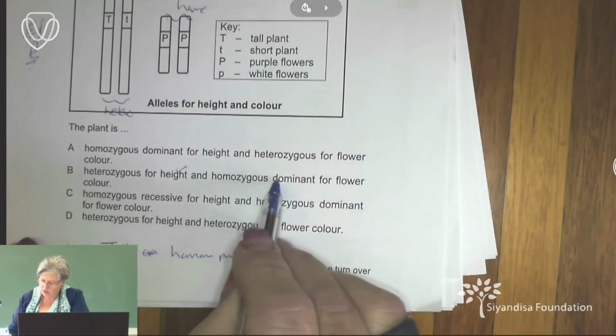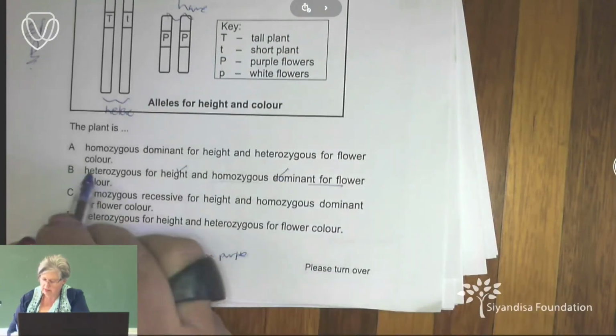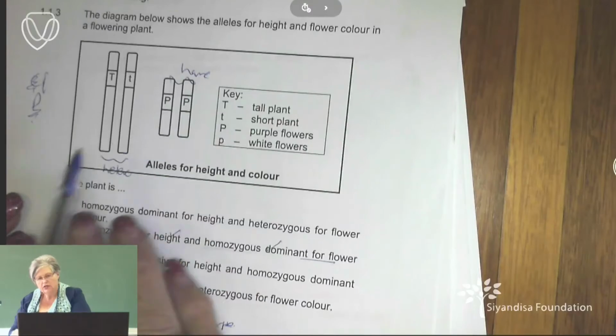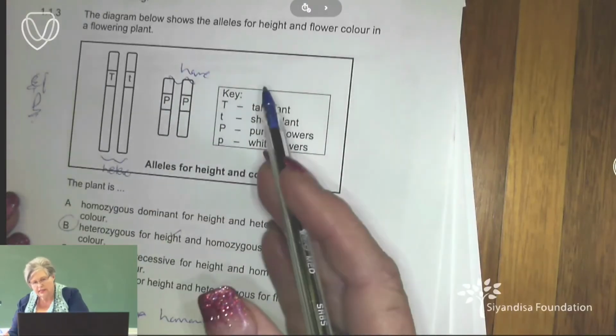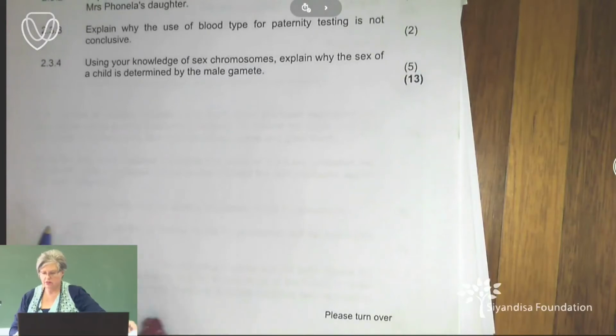And homozygous dominant for flower color. So number B. Right. Can you see? You must analyze, you must look at, you must break it down, and you must come up with an answer, a good level D question.